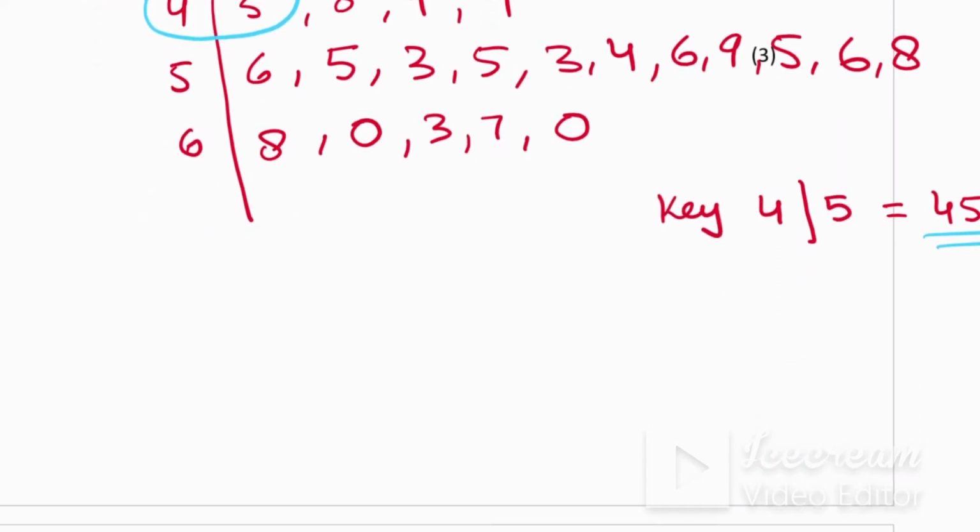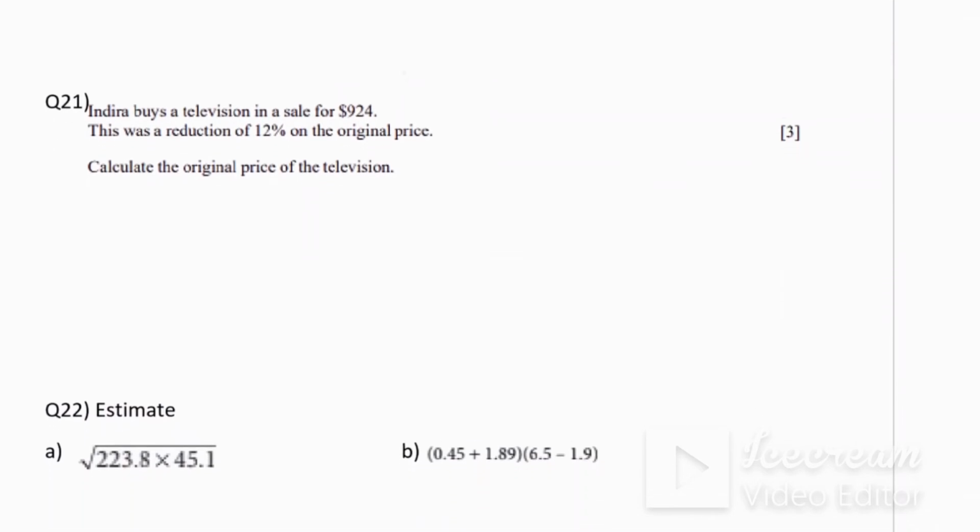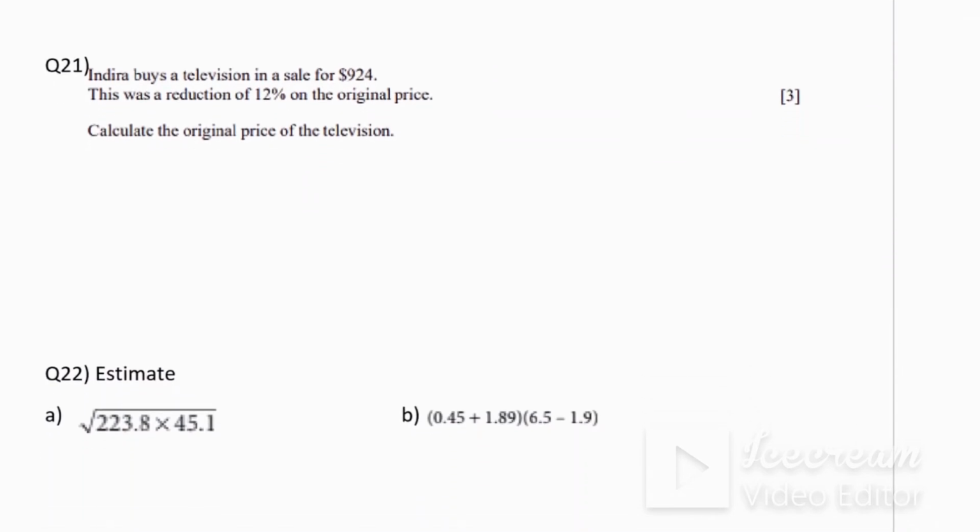Now let's move on to the next question. Here he says Indira buys a television in a sale for 924. After the sale, the price is this. This was a reduction of 12%. The discount was 12% on the original price. Calculate the original price. What is the original price? We explained it in our explanation.